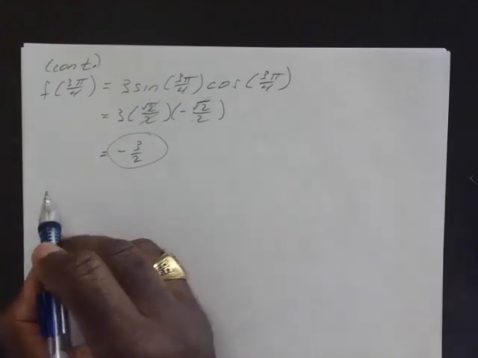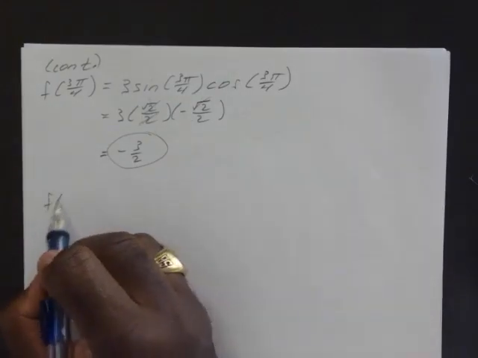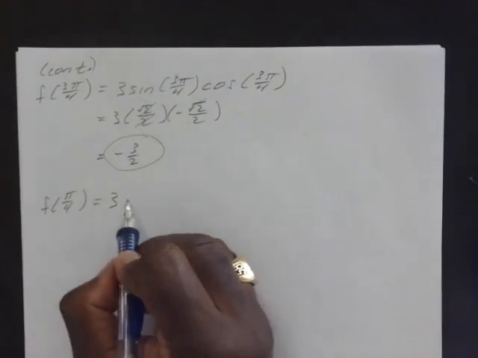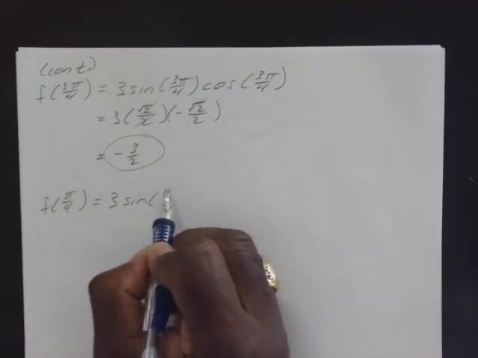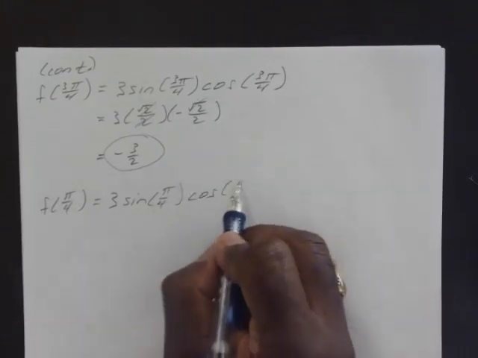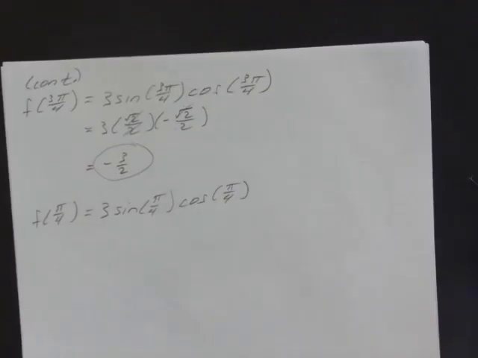Now if we plug in our f of pi over 4, that's equal to 3 times sine of pi over 4 times cosine of pi over 4. Oops.